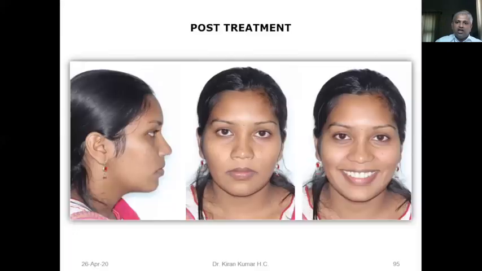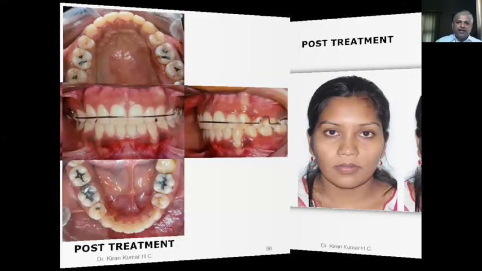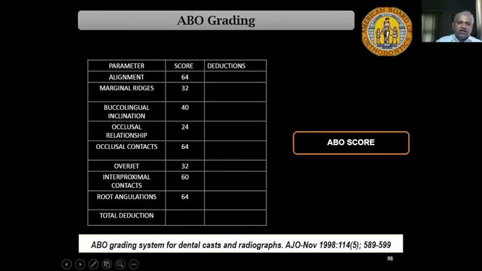These are post-treatment pictures. This is how we were able to finish the case. This is the cephalometric superimposition depicting only dental changes here. We didn't do anything much great in this case. A significant change in the labial inclination of the incisors brought a remarkable change in the soft tissue architecture and the soft tissue balance.